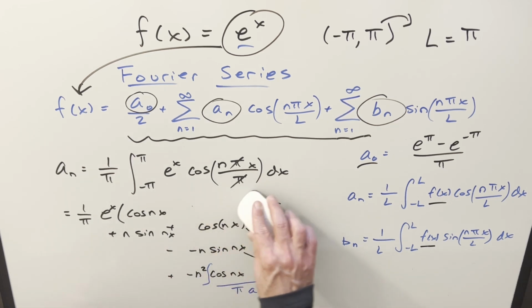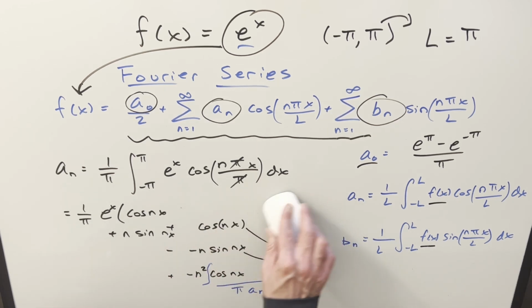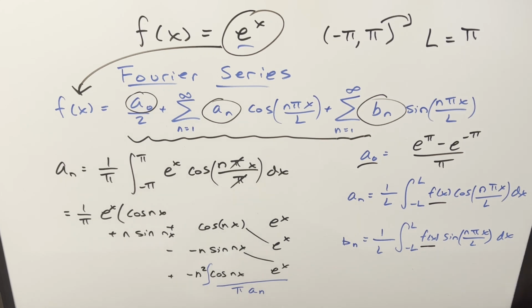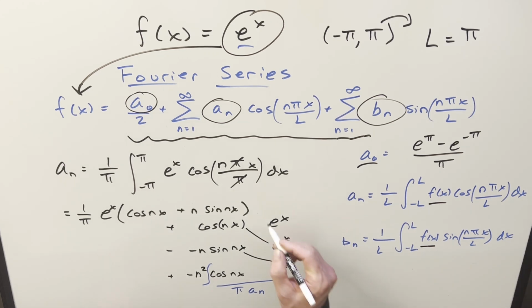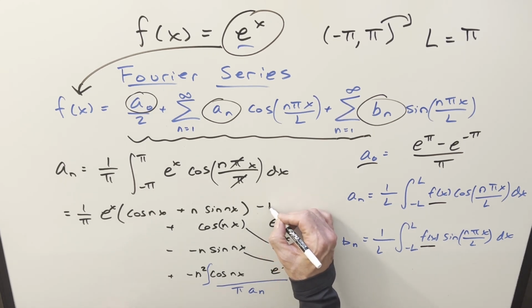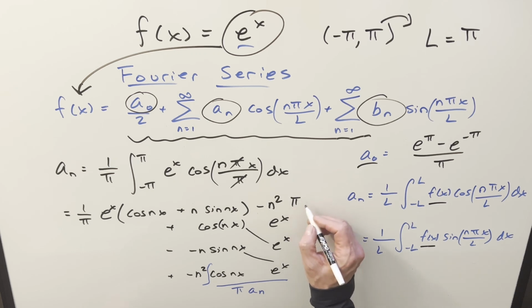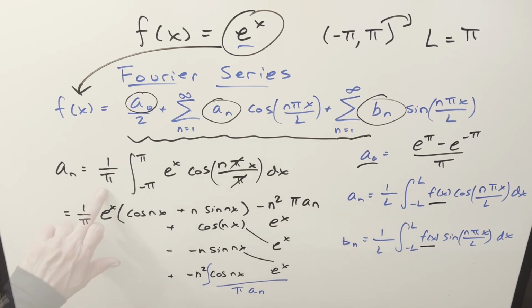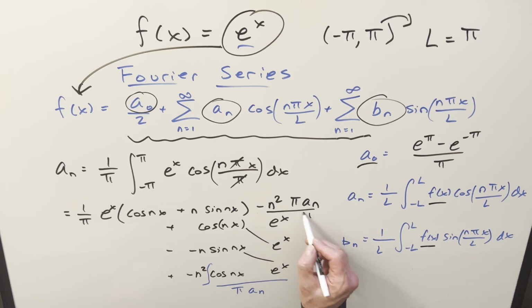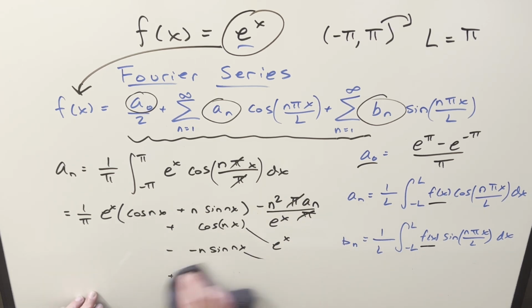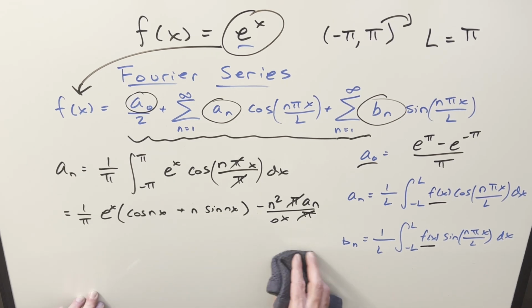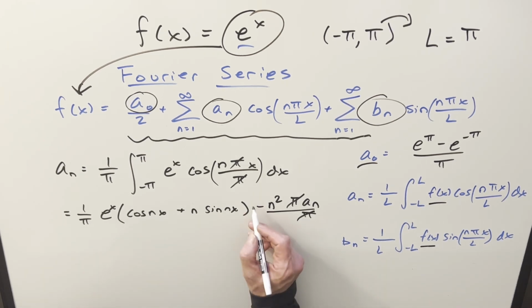Here, let me move this so I can squeeze this in, because I'm really boxed in right here. And then for this last part, the way I'm going to write it is as minus n squared pi a sub n. But I do need to distribute this 1 over pi into this as well. So we're going to have this pi here, which is just going to cancel with that. And let me just move this out of the way so we can solve for this thing. Now for this first part, we need to evaluate it from minus pi to pi.